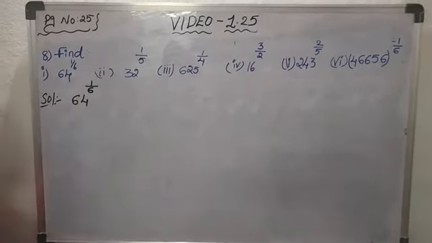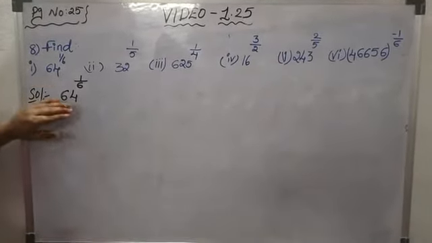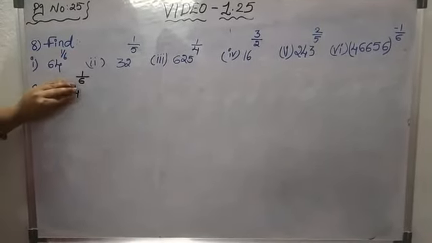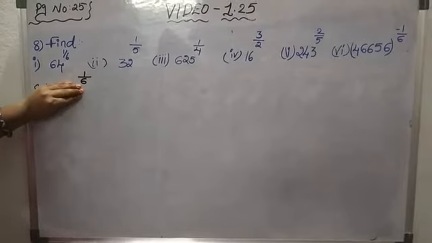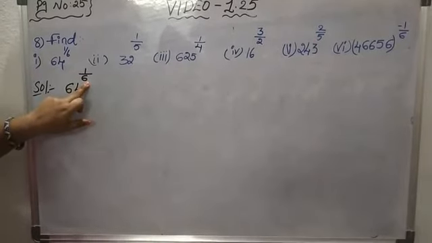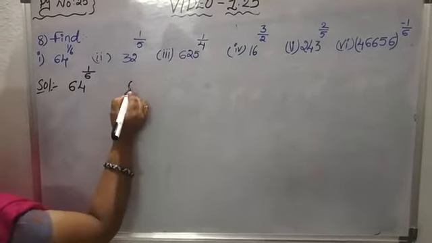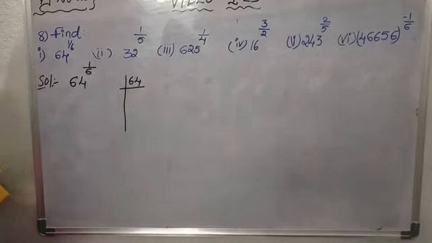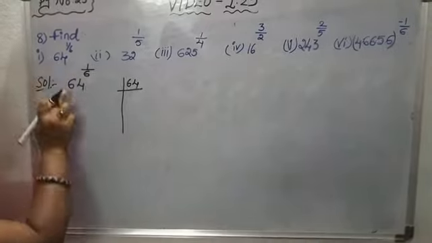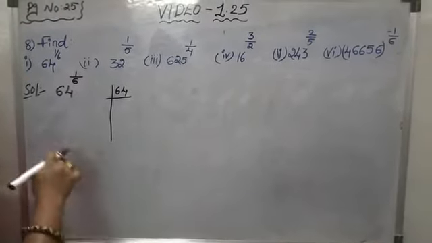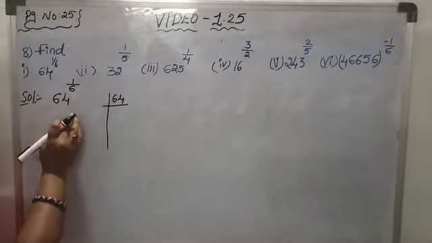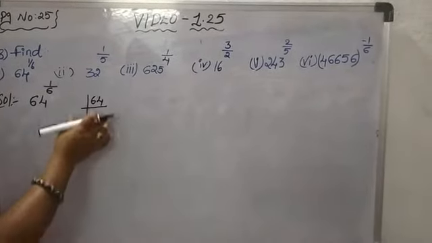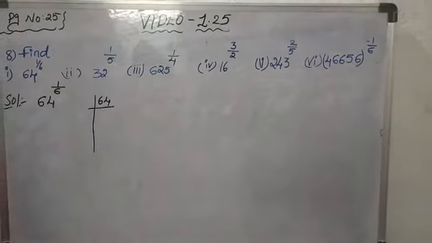64 power 1 by 6. This is the base and this is the exponent. Convert this base as a power of 6. So we have to write which number we should multiply 6 times to get 64. For that we have to do this process, and then we are getting the answer.